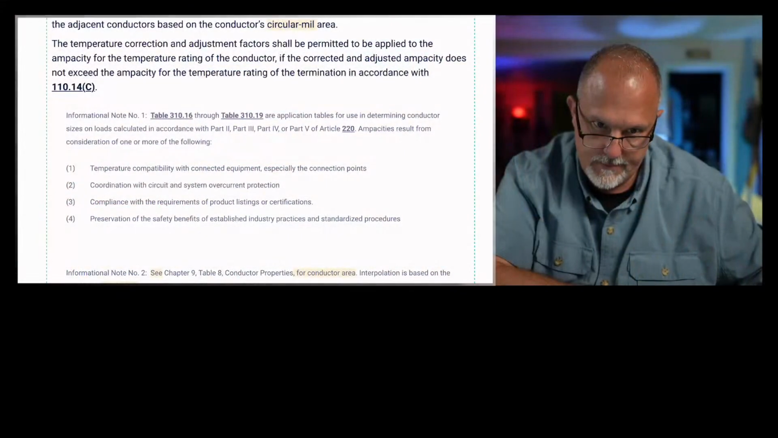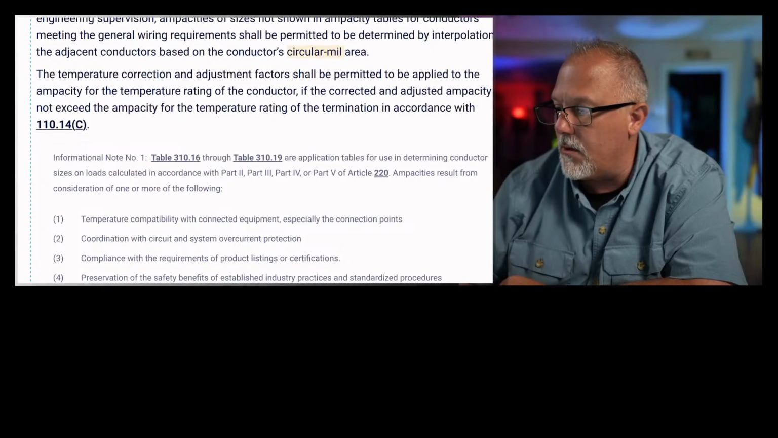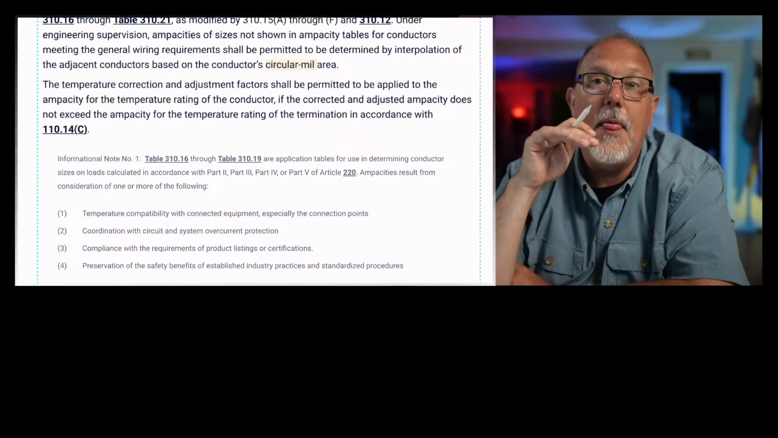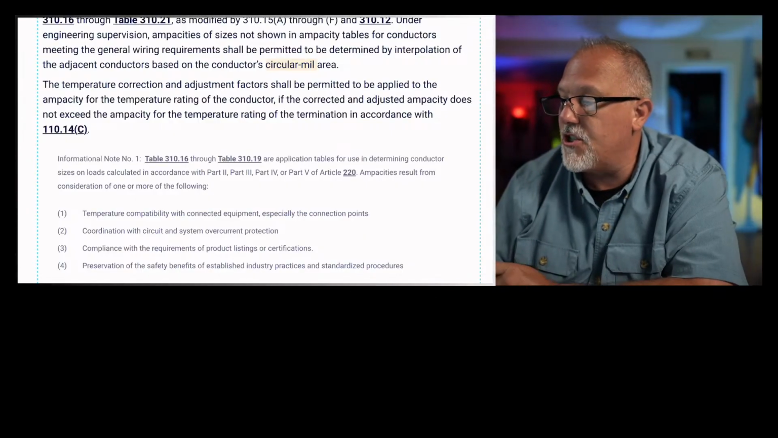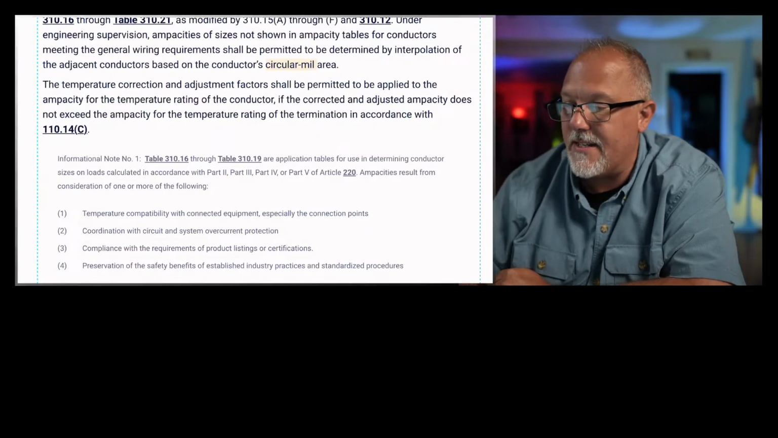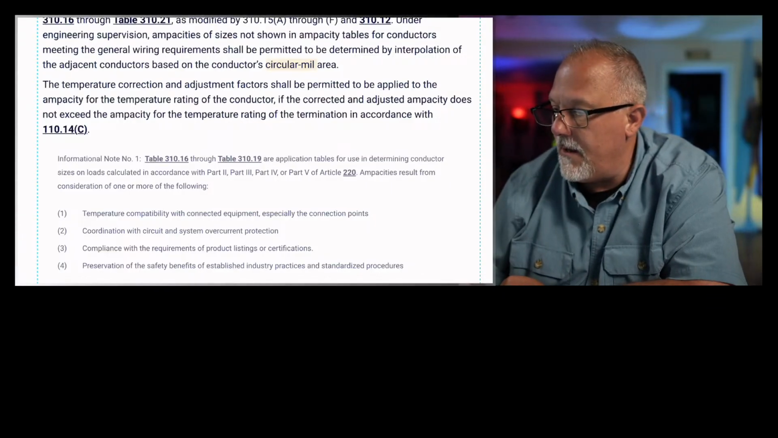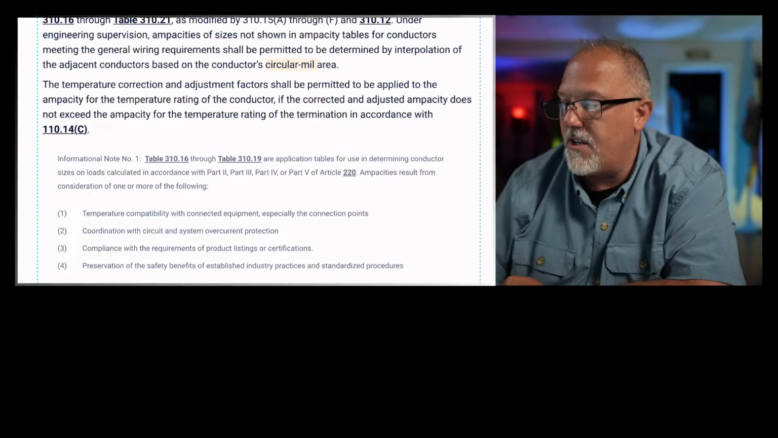That's why it's important to, let me see if I can do this. So here, that's why this statement right here is why it's important. And you guys got to get an NFPA Link. I'm telling you, NFPA Link is the bomb, all right? Absolutely awesome. The temperature correction and adjustment factor shall be permitted to be applied to the ampacity of the temperature rating of the conductor if the corrected and adjusted ampacity does not exceed the ampacity for the temperature rating of the termination. So if the corrected and adjusted ampacity does not exceed the ampacity for the temperature rating.